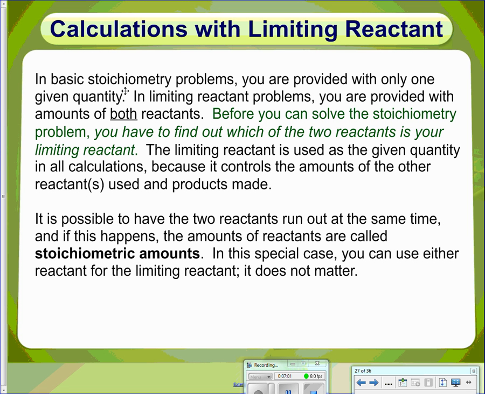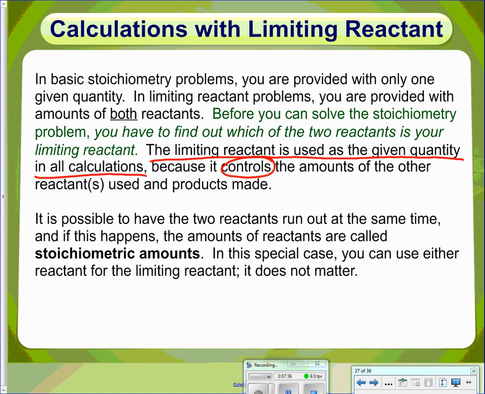In basic stoichiometry problems, you're provided with only one given quantity. In limiting reactant problems, you're provided with amounts of both reactants. Before you can solve the stoichiometry problem, you have to find out which of the two reactants is your limiting reactant. This is very important. The limiting reactant is used as the given quantity in all calculations because it controls the amounts of the other reactants used up, and it also controls the amount of product you can make.